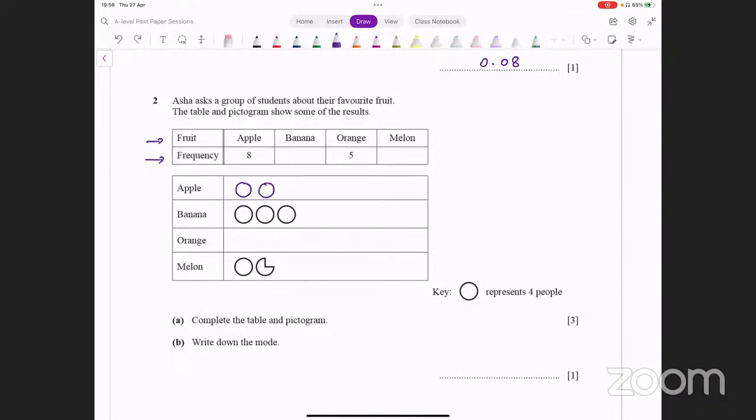Okay. Achha. For banana, you have the number missing in the table. आपके पास 3 circles आ रहे हैं. एक circle 4 represent करता है. So it's 4 plus 4 plus 4. That is going to give you 12. Banana की जगह पे आप 12 लिख देंगे. ठीक है. अच्छा, orange का number आपको पता है 5 है. So you have one full circle because that represents 4.